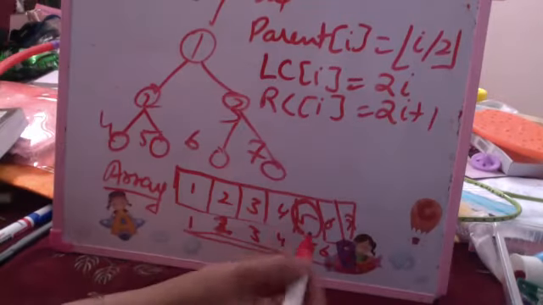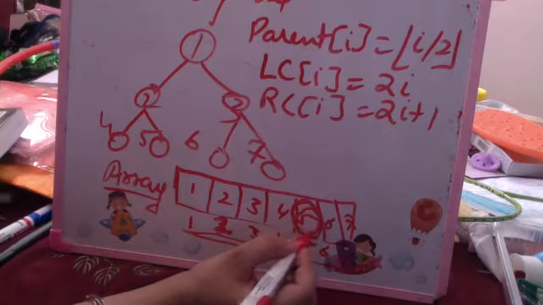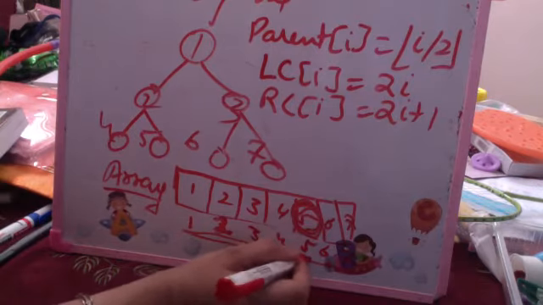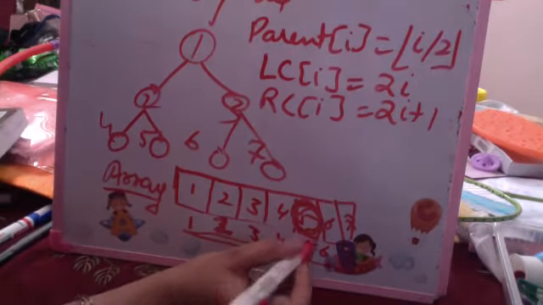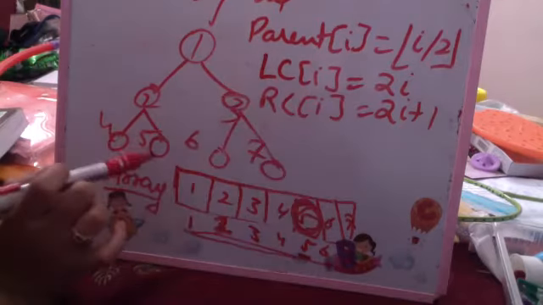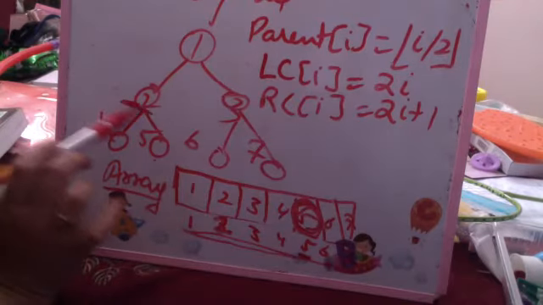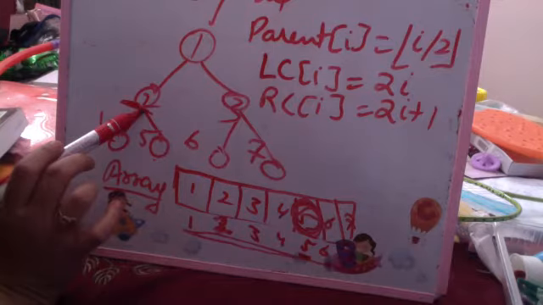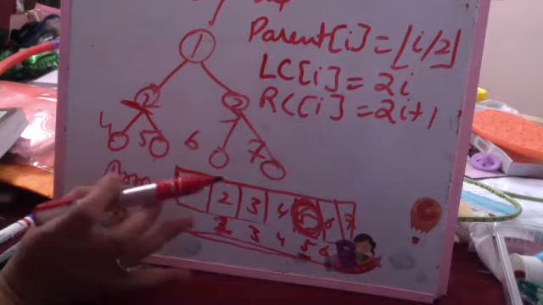Randomly, I pick that I want to find who is the parent of 5. I do 5 by 2, which comes out to be 2.5. I take the floor value of it, 2 comes to be the parent of 5. Is that clear?